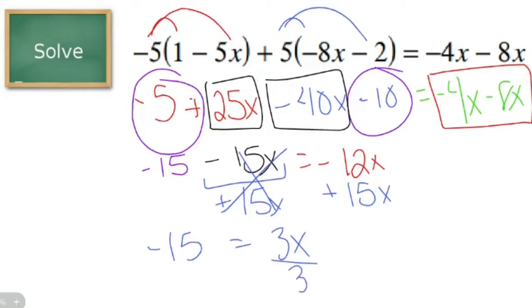Divide everything by 3, divide everything by 3, cross you out. And I'm going to flip sides while I'm at it. X is going to equal -15 divided by 3, which is -5.